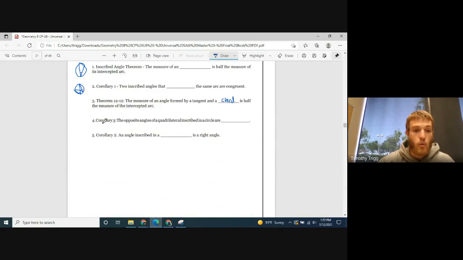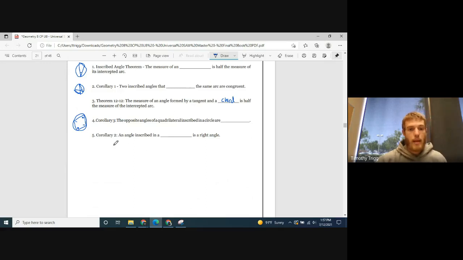For this next one, number 4, corollary 3, it looks like they didn't space these words out very well, but it should say the opposite angles of a quadrilateral inscribed in a circle are supplementary. So if you have a quadrilateral, that means a four-sided shape that's inscribed in a circle like this, that means like this angle and this angle, the opposite angles, will be supplementary. So those will add up to 180. Same thing with these two angles would be supplementary to each other. So are supplementary.